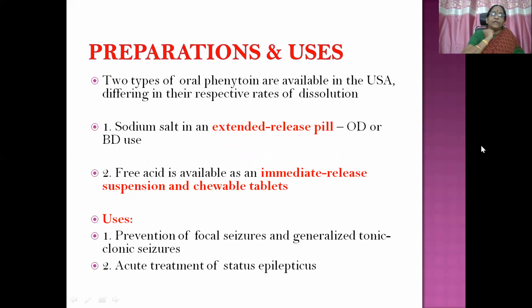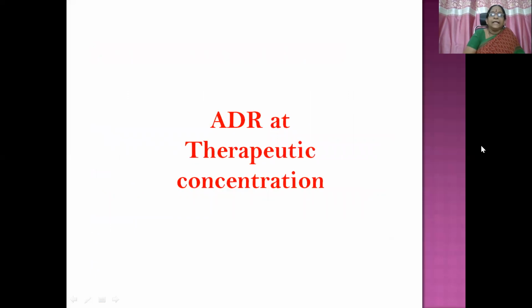Preparations: 2 types of oral phenytoin are available in USA. One is an extended release pill for OD or BD use, and another is an immediate release suspension or chewable tablets. And uses of phenytoin are prevention of focal seizures, generalized tonic-clonic seizures, and acute treatment of status epilepticus, with these preparations. Then ADR.